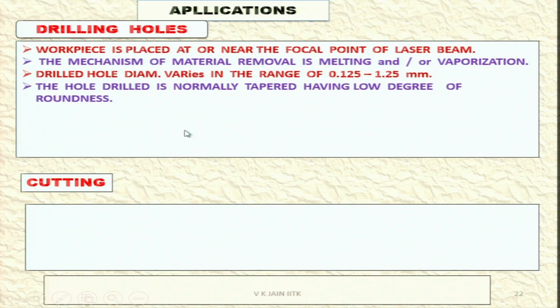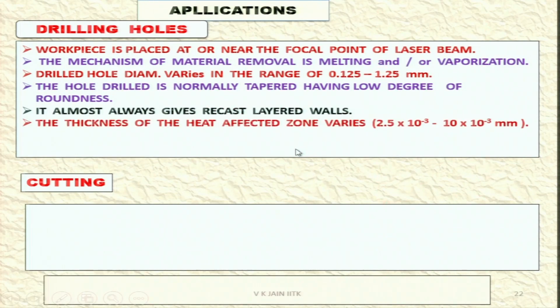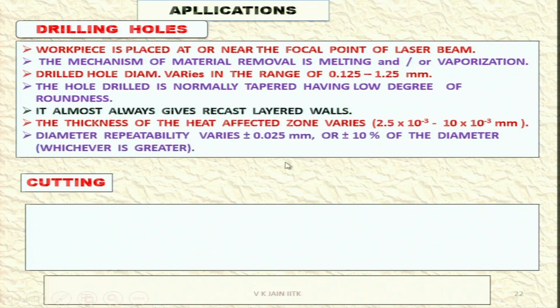The hole drilled is normally tapered, having a low degree of roughness. It almost always gives recast layered walls. We have seen what a recast layer is. The thickness of the heat affected zone varies like this, and the diameter repeatability varies within plus minus 0.025 millimeter, that is 25 micron, or plus minus 10% of the diameter, whichever is greater.